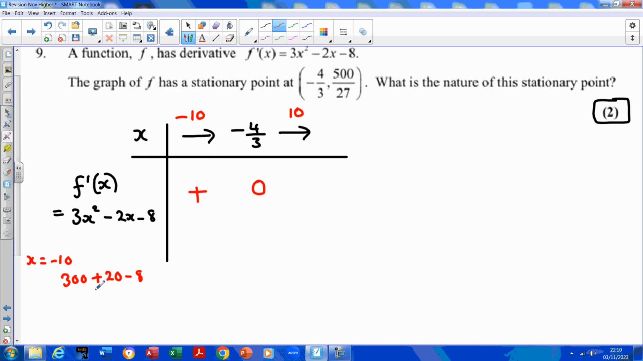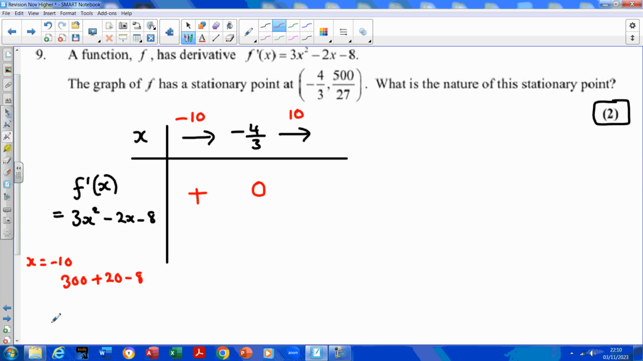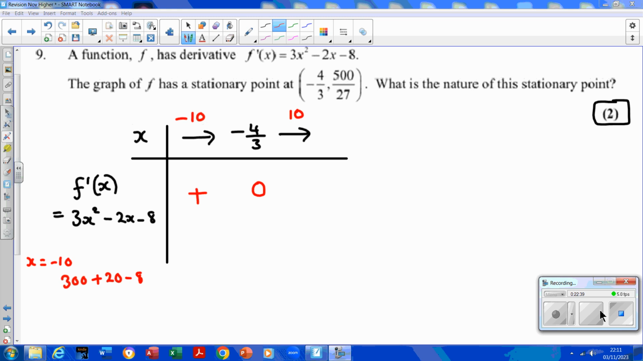Now I want to do x equal to 10 or x equal to 0. You could use whatever. So we'll use x equal to 0. Right, so if x is 0, x squared is 0, x's are 0, and we've got negative 8. So therefore, that turns out to be negative. So we can fill that in. Okay, so if x is equal to 0, that becomes 0, 0, and negative 8 is minus.